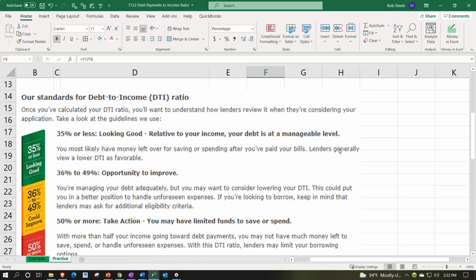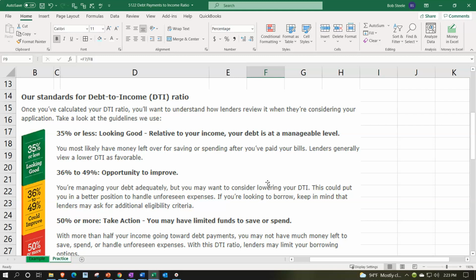Well, if we go down here, this is the Wells Fargo's calculations. So once you've calculated your DTI, debt to income ratio, you'll want to understand how lenders review it when they're considering your application. So take a look at the guidelines. 35% or less, they say, is looking good. Relative to your income, your debt is at a manageable level. You most likely have money left over for saving and spending after you've paid your bills in that case. So you can determine if that's true.